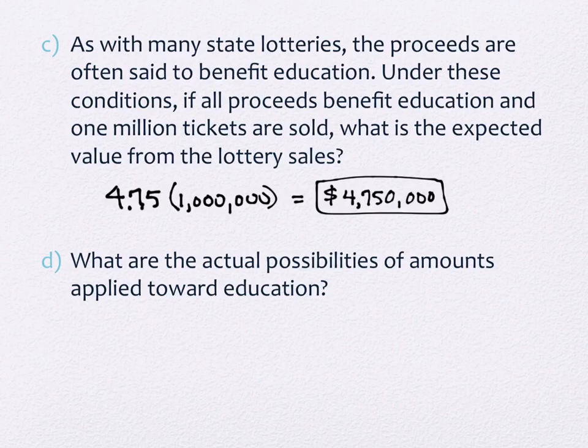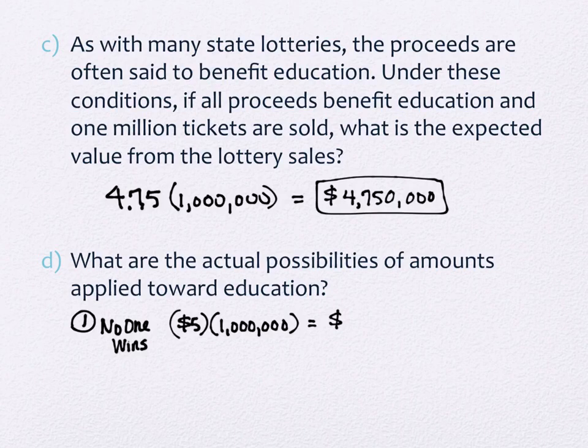That's not really the way it works with a lottery. Either somebody hits the jackpot or they don't, correct? Which means that this averaging business is not really what's going to happen unless you have it enough times that on average there's a number of wins versus the number of losses and it all works out. So what really happens, what are the possibilities? Well, one possibility is no one wins. No one wins the lottery, which means that they each had $5 tickets, not $4.75, and there were 1 million of them. Which means education or the state or whatever actually made $5 million.